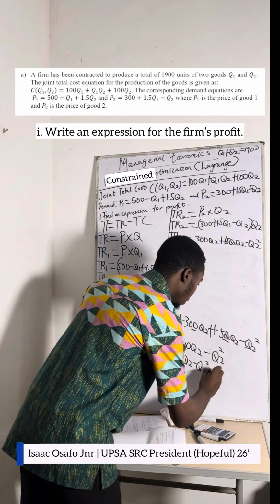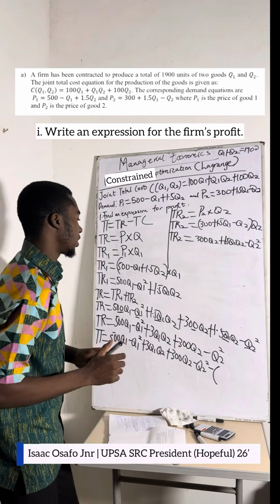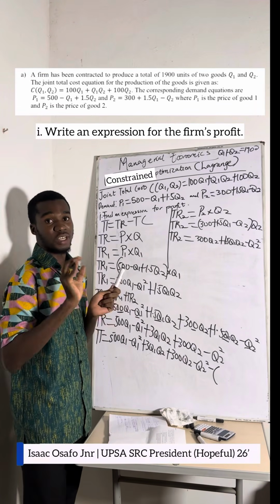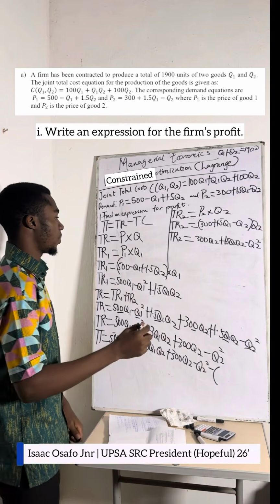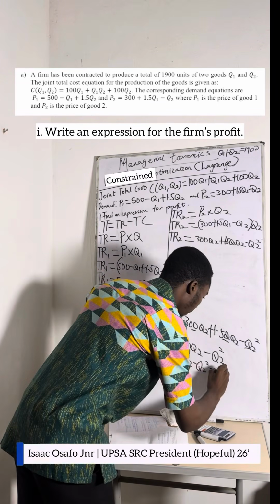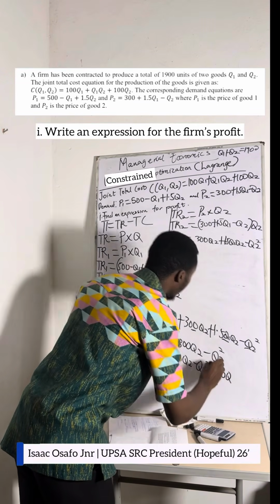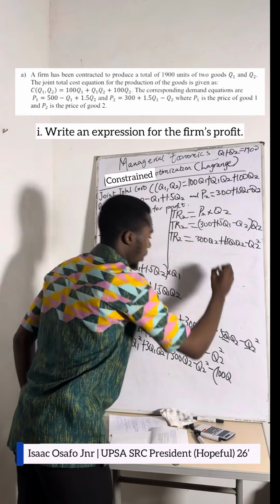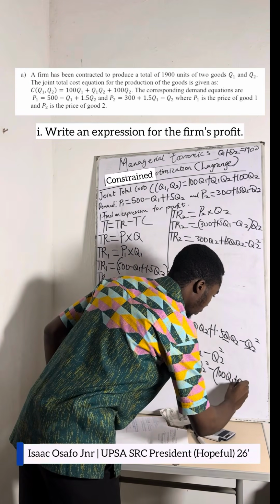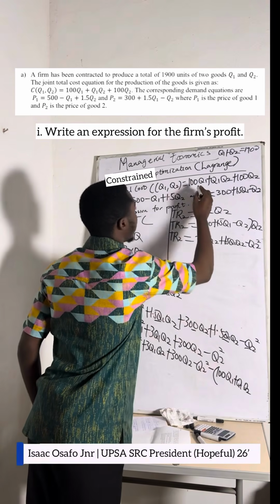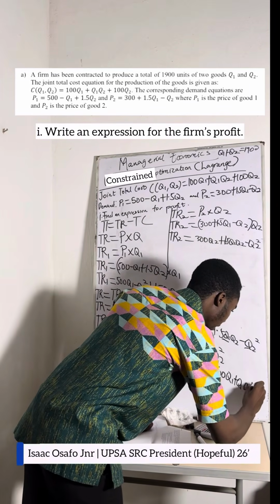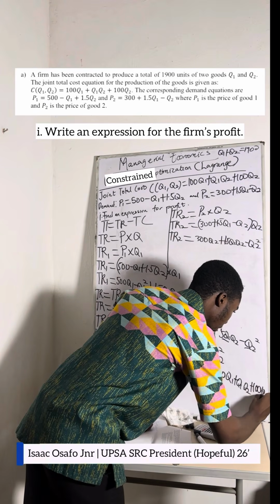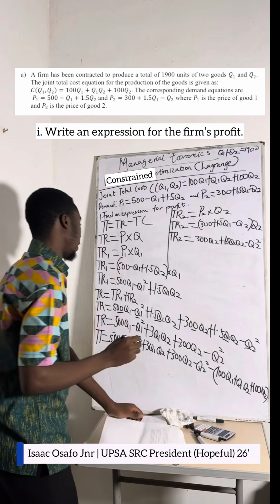So minus, and I feel that anytime you are subtracting and there are many terms, try and put it in brackets so I don't make a mistake, because the negative is affecting each and every term. So minus, in brackets, 100 Q1 plus Q1 Q2, plus 100 Q2. All right.